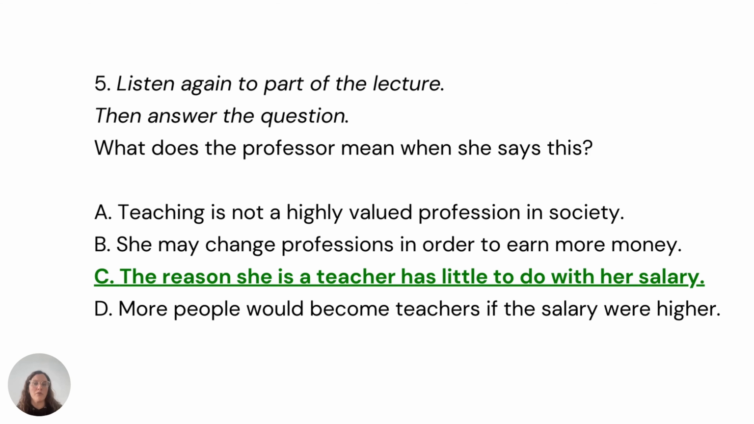Lastly, for this lecture, number 5, this is a function question again. What does the professor mean when she says, I could make more money doing other things? She means that the reason she is a teacher has little to do with her salary. Now, I've had students miss this question in the past because of a misunderstanding with grammar. She says, and you can see this in the transcript, I could make more money doing other things. But there's a difference between I could make more money and I might make more money. So in choice B, I may or might make more money is very different than I could make more money.